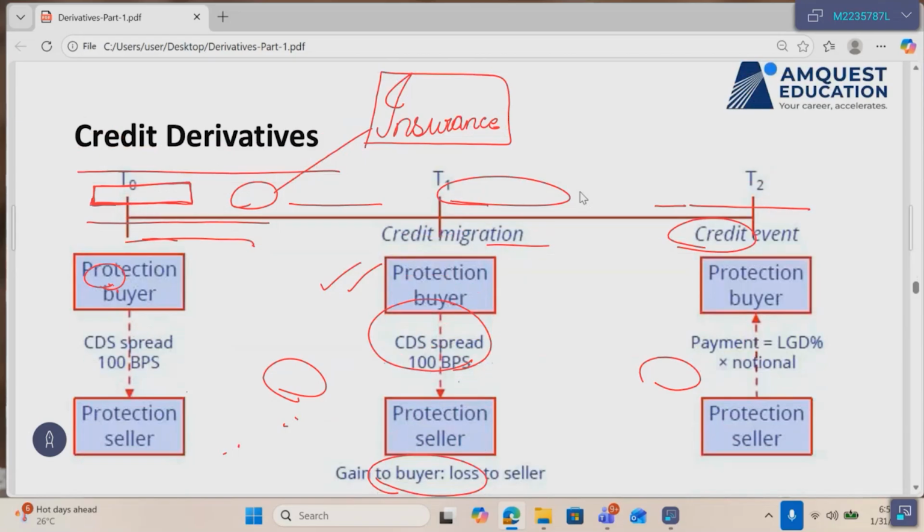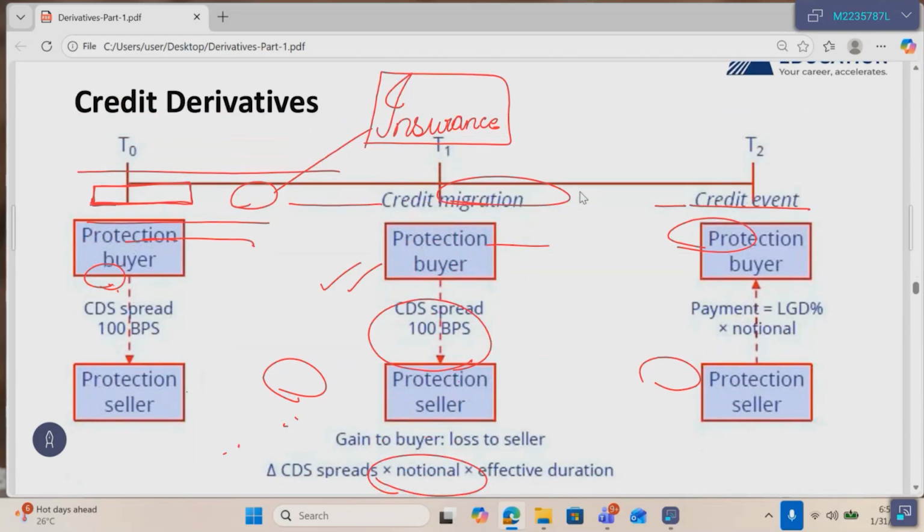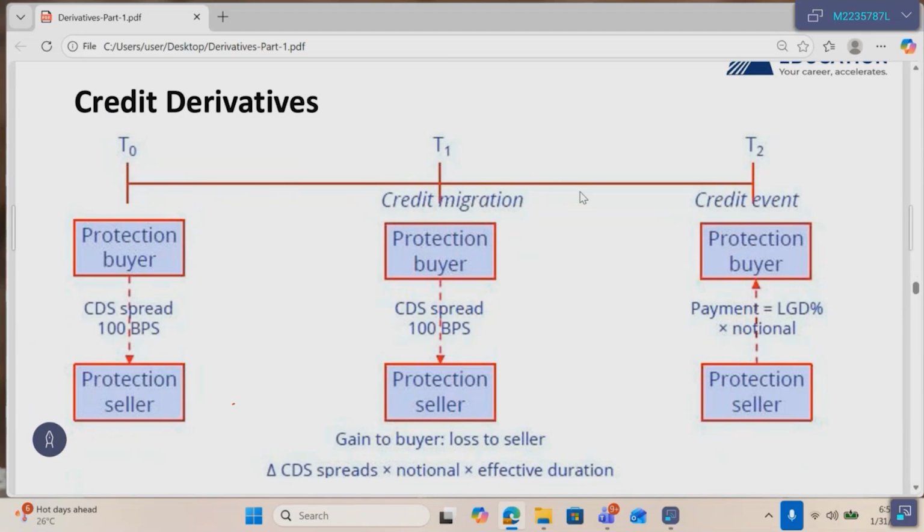Look at the story it's going to show in terms of summary. Please learn this well. This is exactly what happened during the 2008 crisis. Today he will buy protection, the buyer. The CDS spread is 100 bps, with the seller. Now after one period, when the migration happens and the spread changes, the buyer will get a payment if there is a credit event, and the seller will have to pay, right?